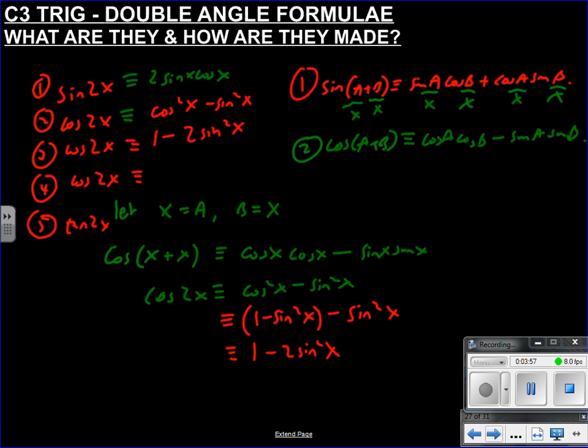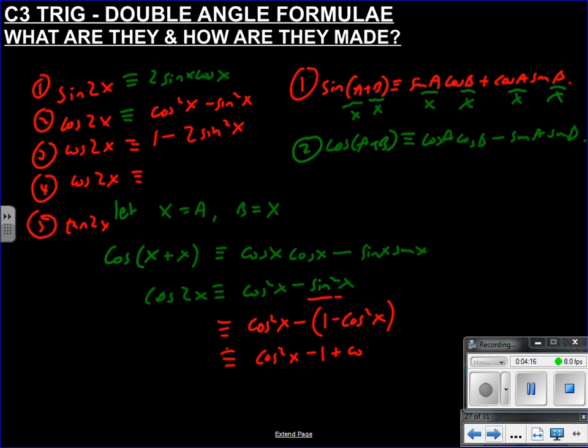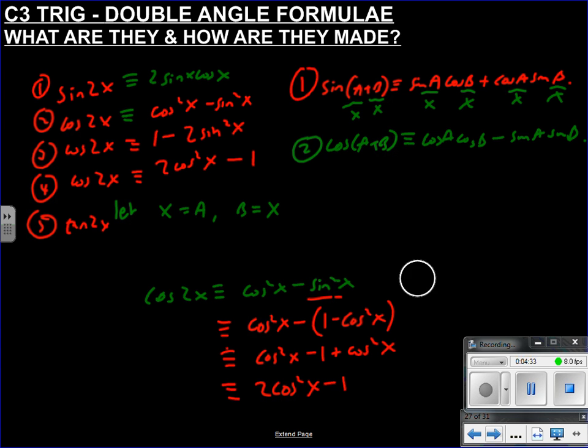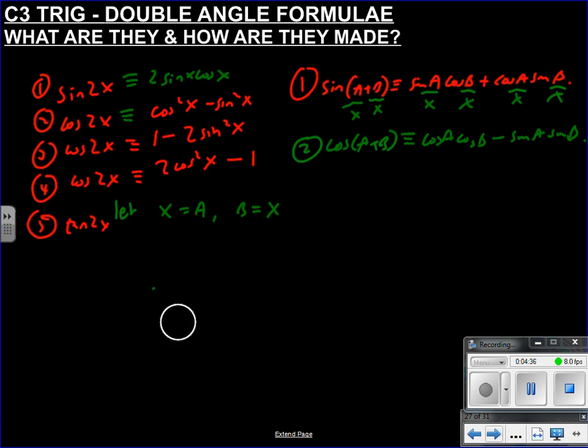Likewise, if we replace sine squared x with 1 minus cos squared x, you see what I mean? You can derive this stuff from scratch, but you don't want to be wasting time doing that. You want to know your formulas. So cos squared plus cos squared is 2 cos squared, minus 1, and that's the third version. It's fun to do, but I wouldn't want to do this in my exam. And then finally, we've got our tan 2x as well.